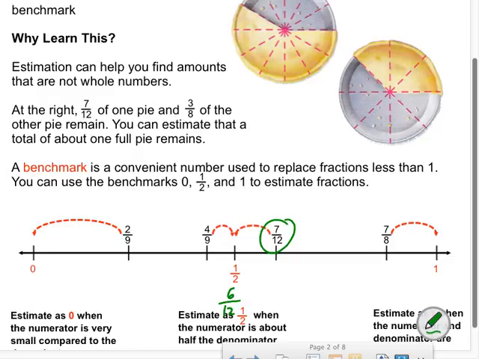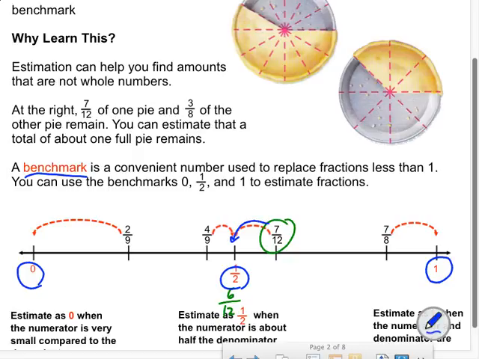And we call these our benchmarks. These are my benchmarks. Sometimes they'll use 0, a half, and 1. Sometimes they just say 0 or 1. Assign a 0 or 1 to the fraction. So is 7/12 closer to a half, 1, or 0? 1. Do you see on the number line here's a half and here's 1? Which is it closer to? The half, right?